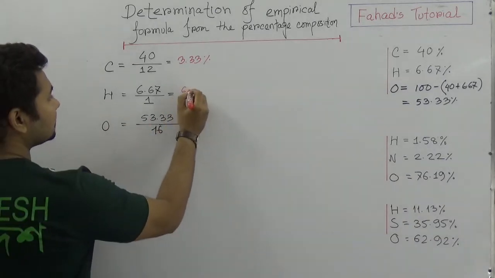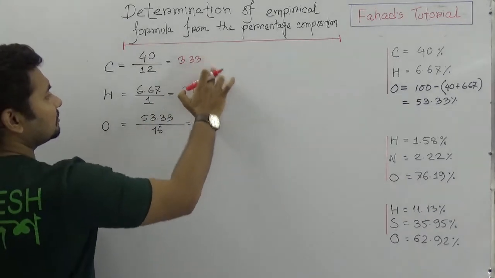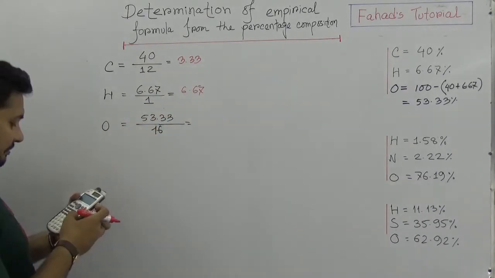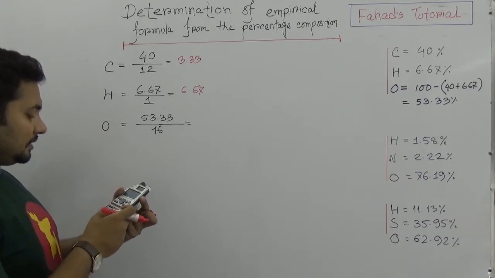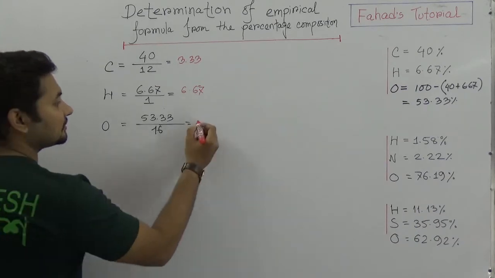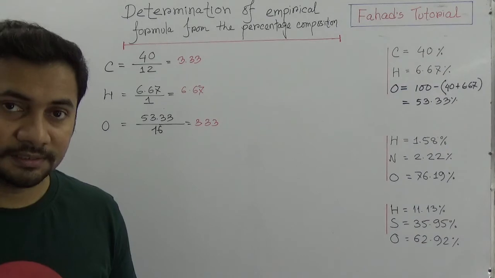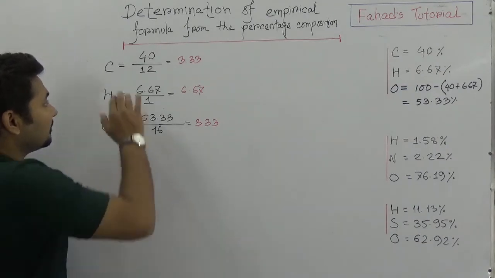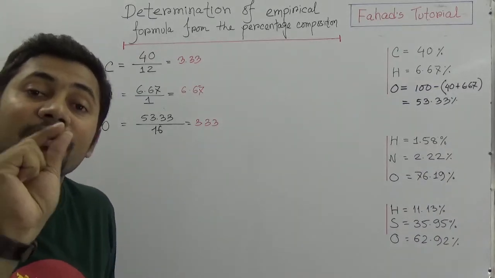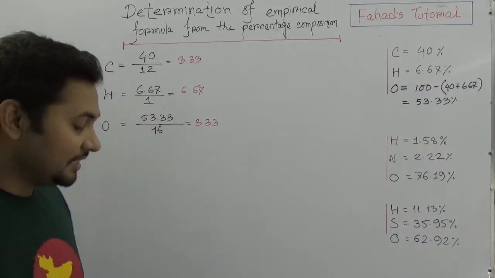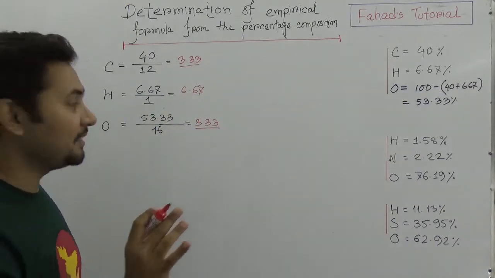6.67 divided by 1 would be 6.67. Actually, we will not put this percentage mark. So 53.33 divided by 16 would be 3.33. Now we have got some quotients through this process. Now we have to determine what is the smallest quotient among these. And we got 3.33 two times, which is the smallest.